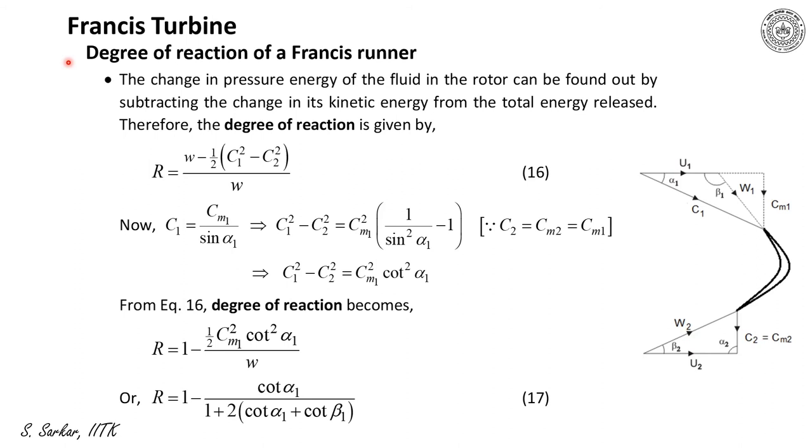The degree of reaction of a Francis turbine. The change in pressure energy of fluid in the rotor can be evaluated by subtracting the change in its kinetic energy from the total energy released. Now, with respect to the velocity triangle, please note that C1 is the inlet absolute velocity to the runner and C2 is the exit absolute velocity.